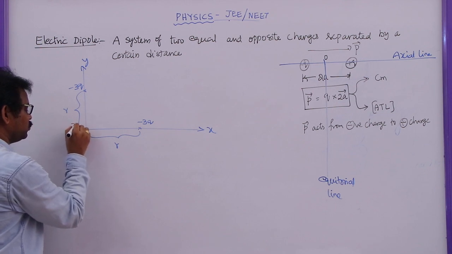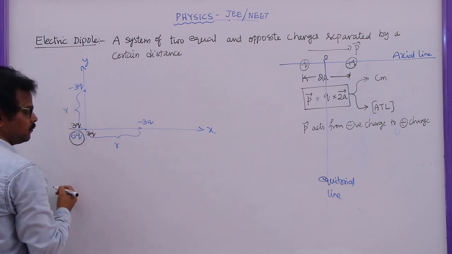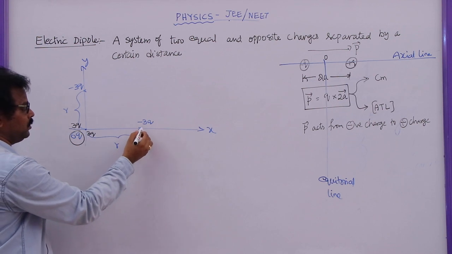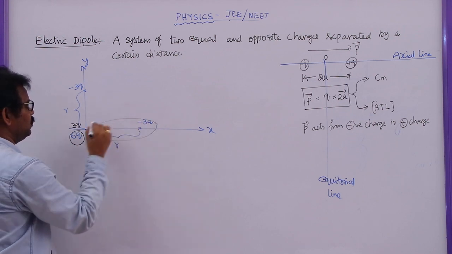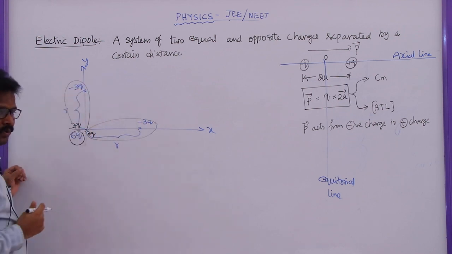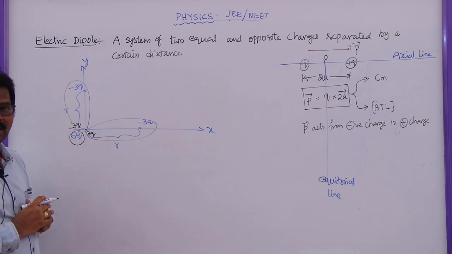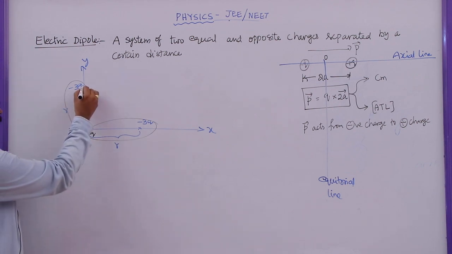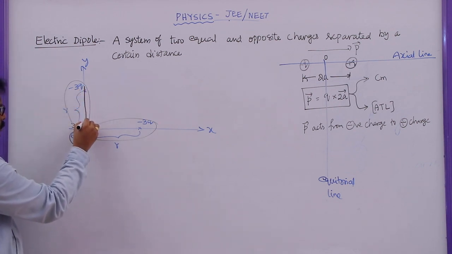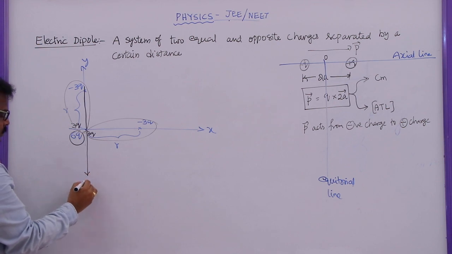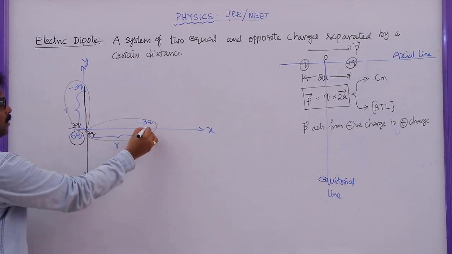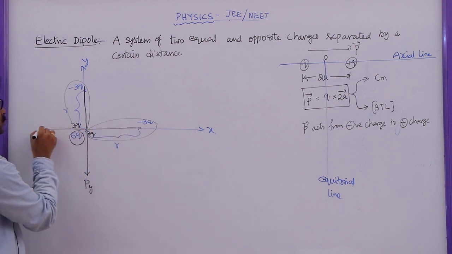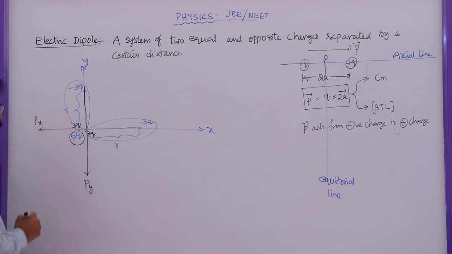In this type of problem, if you observe this 6q, you can write it as 3q and 3q, 3q this side and 3q this side. So this is one dipole and this is another dipole, and we know that the dipole moment acts from negative charge to positive charge. Now we have equal and opposite charges here. So the first dipole moment is along the y-axis, this is Py, and from this side to this side is Px.